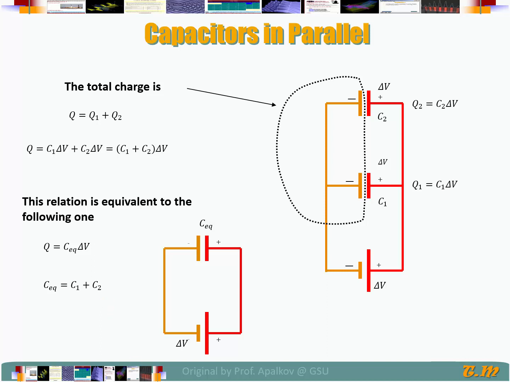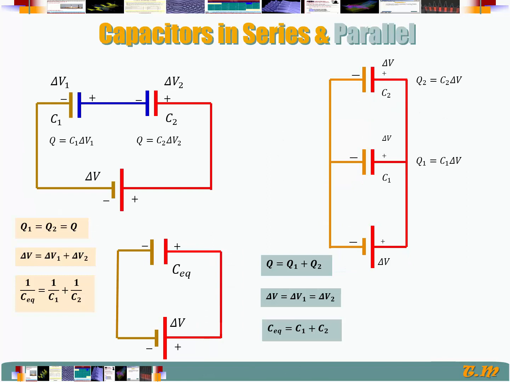Let's summarize the results for both series and parallel. For series capacitors, the voltage across the battery is going to be divided among the capacitors, and the amount of voltage, delta V2 and delta V1, can be found as Q over C2 and Q over C1.